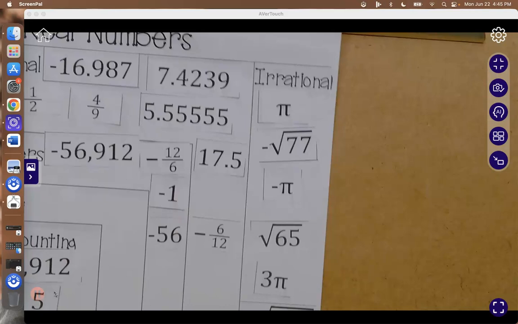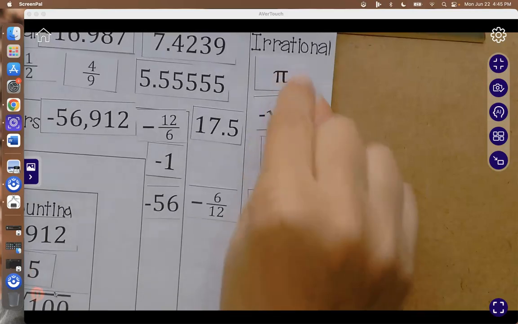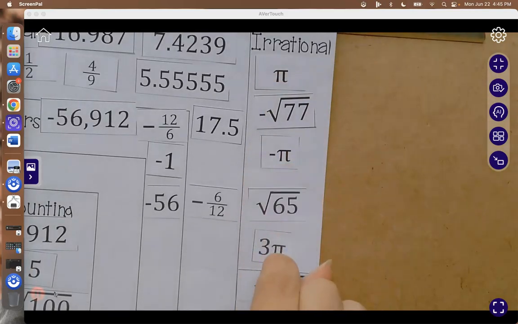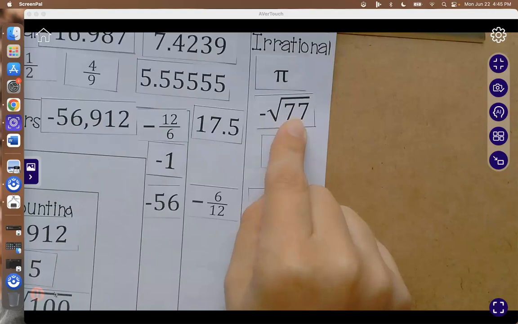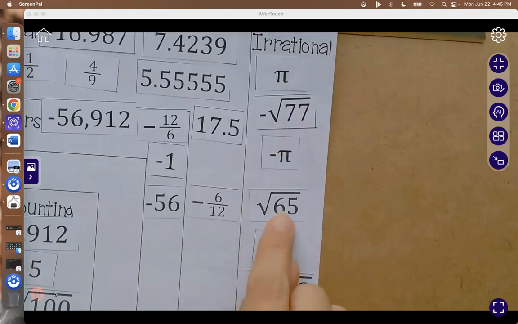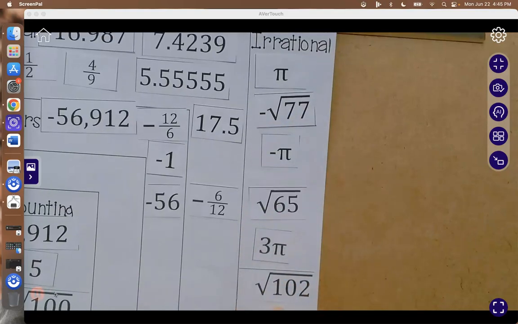Then in irrational, the only ones that should be in there are pi and negative pi and 3 pi. The negative square root of 77, because that turns into a decimal that doesn't stop or repeat. Same thing with square root of 65 and the square root of 102. Okay, so if you did well with that, congratulations. If you needed a little work with it, hopefully that cleared it up.